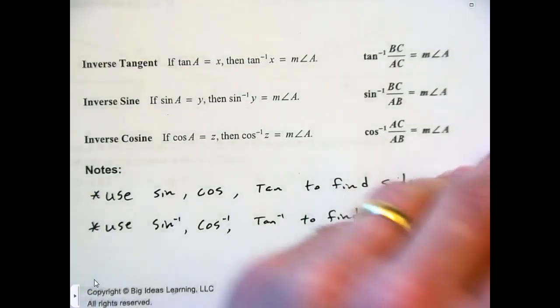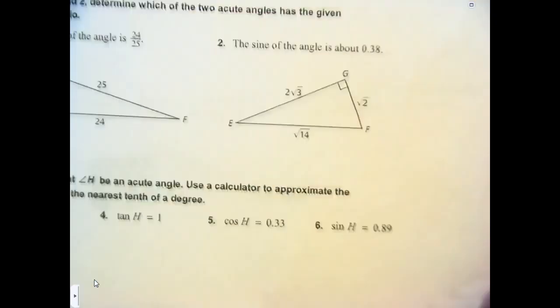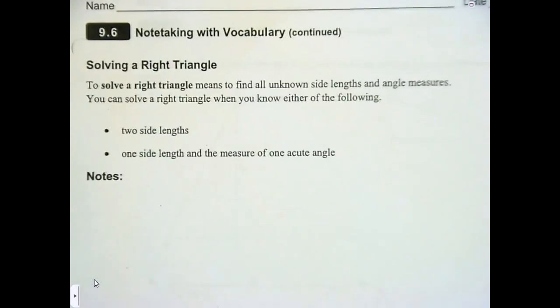Let's try some of them out then. Let's go ahead and take a look at the next page. I guess one other thing real quick. When we say to solve a right triangle, it means find all the unknown lengths and angle measures. So that means find all 6 parts of it. All 3 sides and all 3 angles. That's how you solve a right triangle.